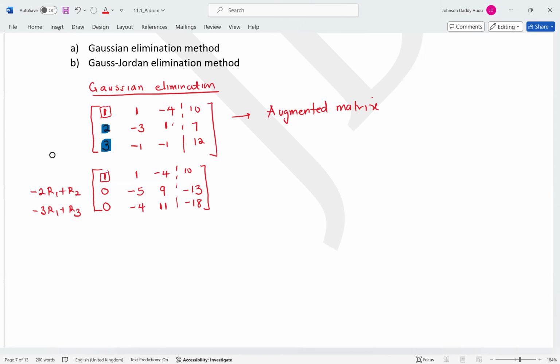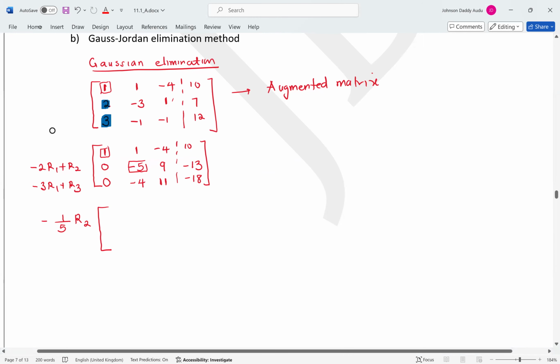Okay, now the next thing is that this one has to go to 1, because that is the second row. The first non-zero element in each row must be 1. And for that we can just use minus 1/5 R2. Now we can do this because it's one of the row operations: you can multiply a row by a non-zero constant.